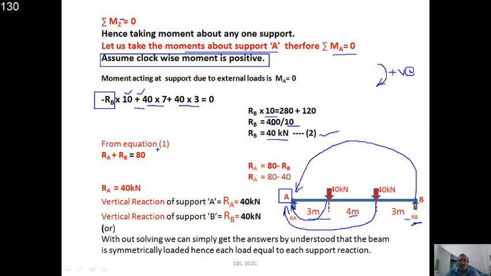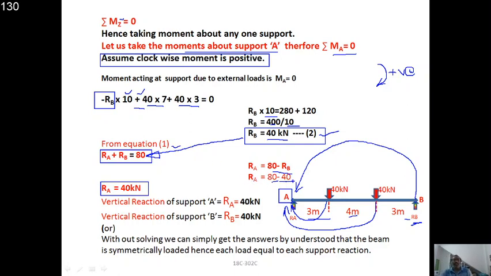So we know equations 1 and 2 now. What is equation 1? RA plus RB is equal to 80. What is equation 2? Equation 2 is RB is equal to 40 kilonewtons. Then substitute this value into equation 1. So RA is equal to 80 minus RB, then 80 minus 40 is 40, so RA also came as 40 kilonewtons.